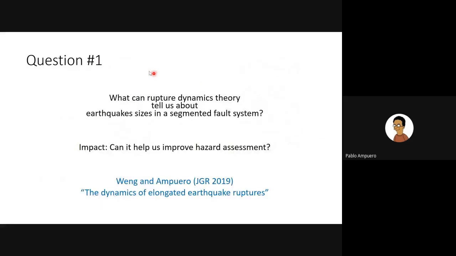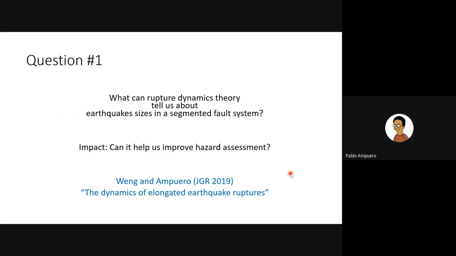This takes us to the first question, which is what can rupture dynamics theory tell us about earthquake sizes in this type of segmented fault systems? And the impact of that question is encapsulated in this other question: can rupture dynamics theory help us improve hazard assessment? This part of the talk will be based on the paper that we published with Hui Wang. He's a very brilliant postdoc working with me, and he has provided many of the slides that I'm showing today. That was a JGR paper in 2019, the dynamics of elongated earthquake ruptures.